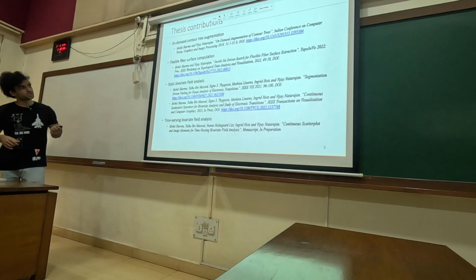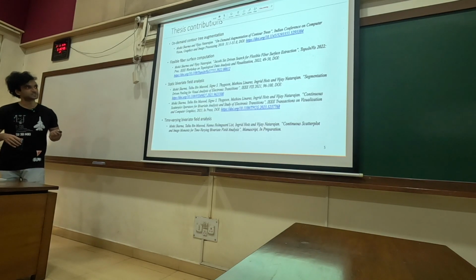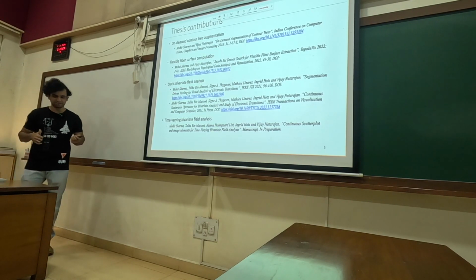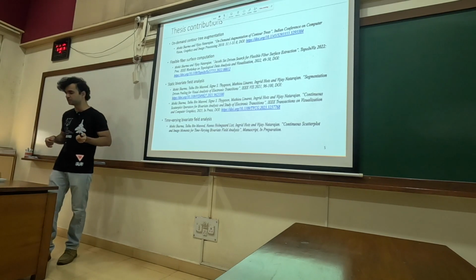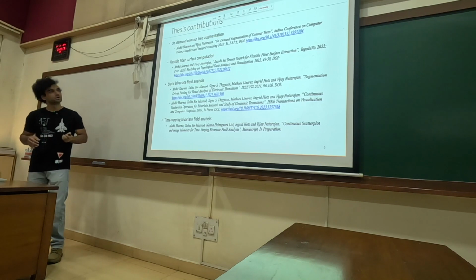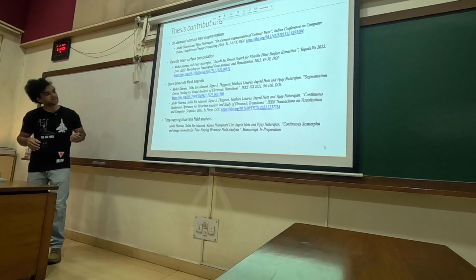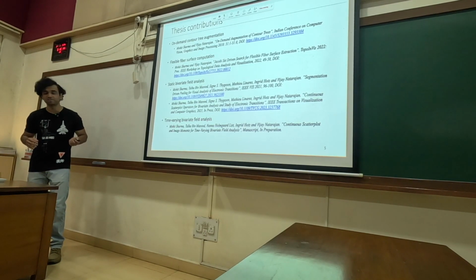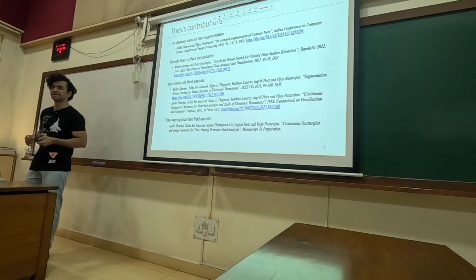Then we focused on reducing the user interactivity to analyze bivariate fields. And we presented two novel operators in our next contribution. And the limitation of this static bivariate field analysis, or the operators we suggested, was that they were applicable only to a fewer number of instances. And in order to handle that, we presented a static, summarized representation of a time-varying bivariate field where a large number of instances can be handled.